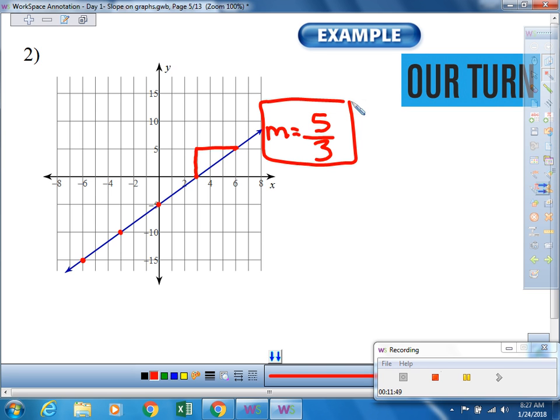So your M equals 5/3. And then if you do go from left to right, if you go up, it's going to be positive. If you go down, it's going to be negative. But you can always check Slope Dude and see to make sure that it's positive.